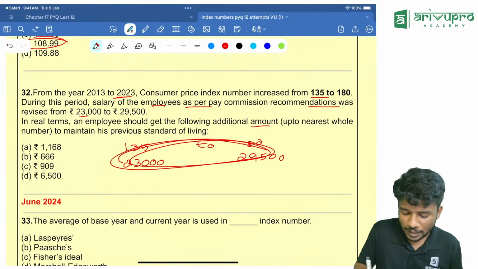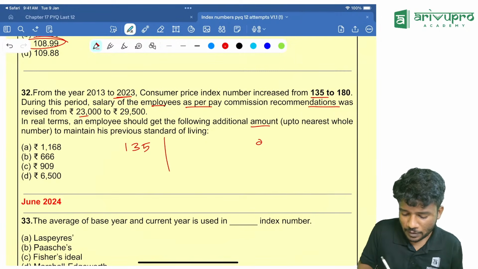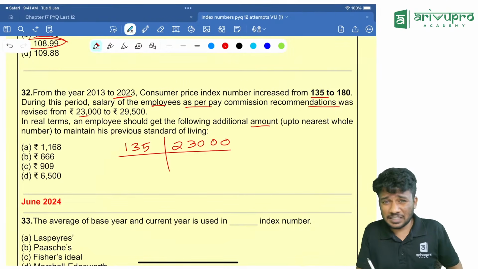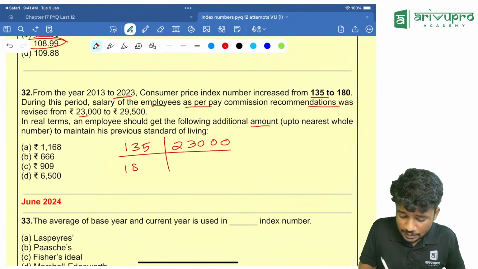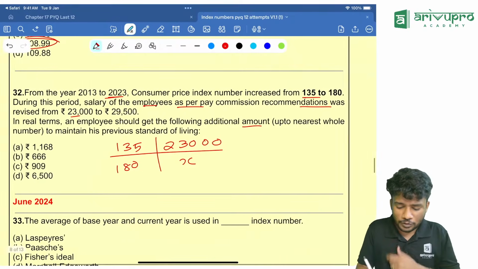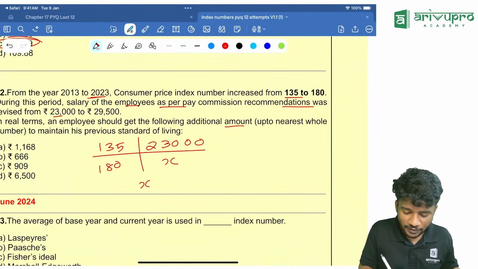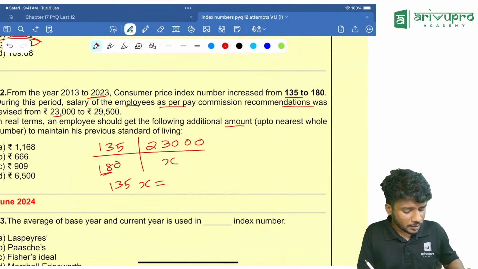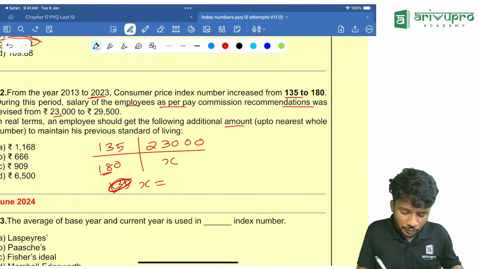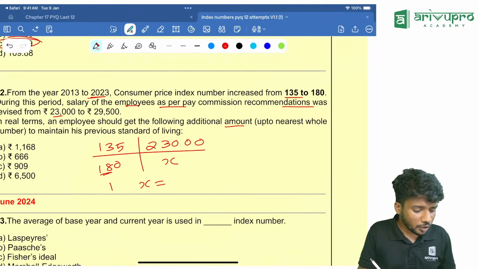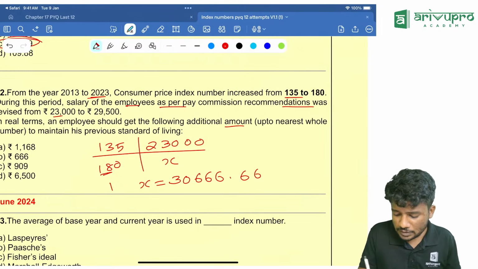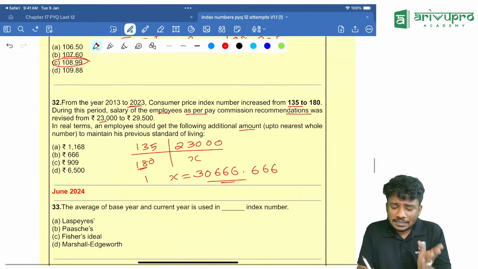The easiest way to answer is, 135. Then here that salary was 23,000. Then what is the current index? That is 180. We will find x. Now cross multiply, people. From that you find the value of x. That is 135x is equal to 180 into 23,000. Then x value divided by 135 is equal to 30,666.6666. People, that is the x value, real wages.